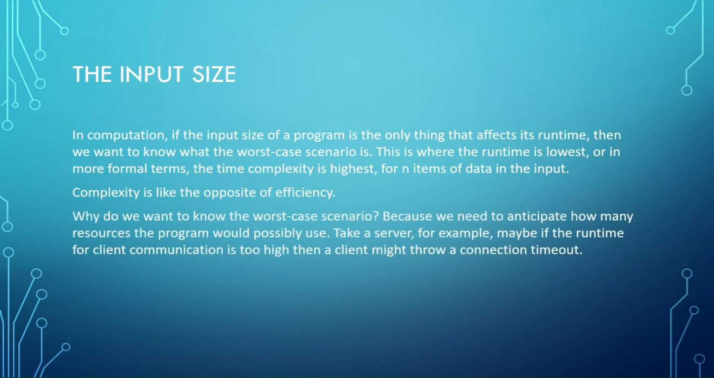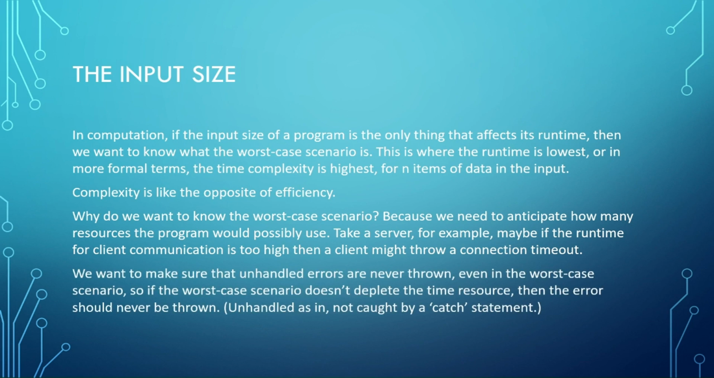So why do we want to know the worst case scenario? Because we need to anticipate how many resources the program would possibly use. So if there's a lack of resources and it causes the program to crash, if it's possible for the program to crash because of it, then we need to make sure that never happens. If it's possible for it to use too many resources, then that could be a problem. So if we were to take a server, for example, as it says here, maybe if the runtime for client communication is too high, then the client might throw a connection timeout. The server's taking too long, it might have disconnected.